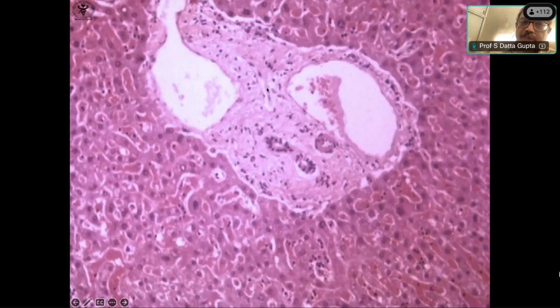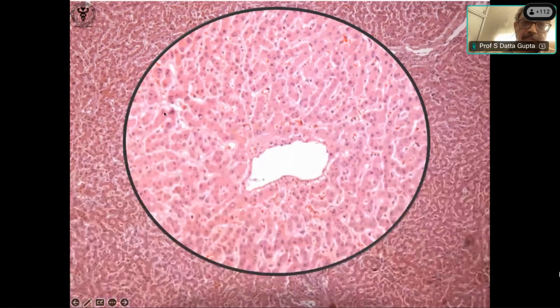And you'll notice there's fibrous tissue in the portal tract, but when you saw the central vein, you found there's no connective tissue around. It's just an isolated opening like that.